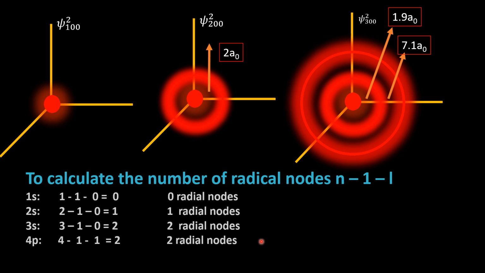Okay, for the 4p orbital, the value of n is equal to 4 and L is equal to 1. So for the 4p orbital, 4 minus 1 minus 1 is equal to 2. It means that the 4p orbital has two radial nodes.